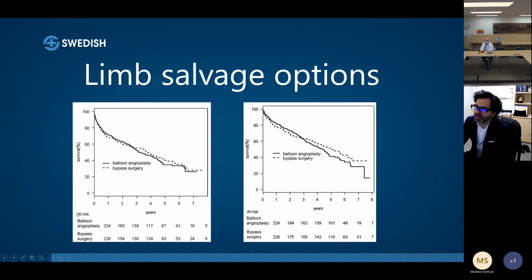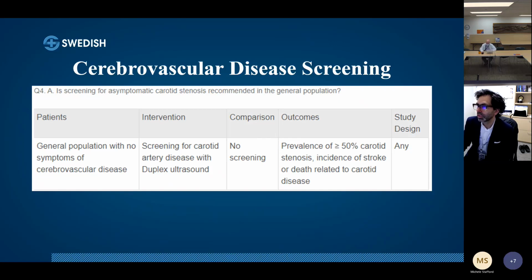When we talk about limb salvage, this is older data, but there's actually a new BEST trial that came out. Balloon angioplasty and bypass surgery preserved similar numbers of limbs in patients when you used a balloon first strategy, or a percutaneous first versus an open first strategy. When you look at survival over time, bypass surgery actually had an advantage. So if you expect people to live 2 or more years, you should probably offer them open bypass surgery rather than a percutaneous intervention, despite the additional work effort required for the open surgical procedure.